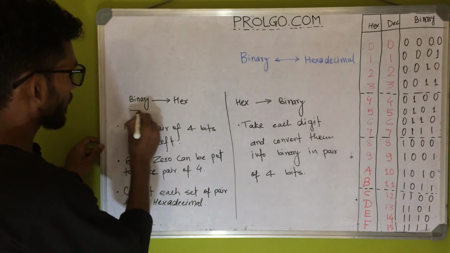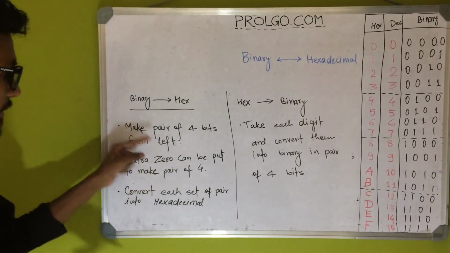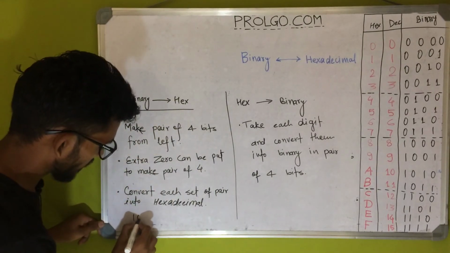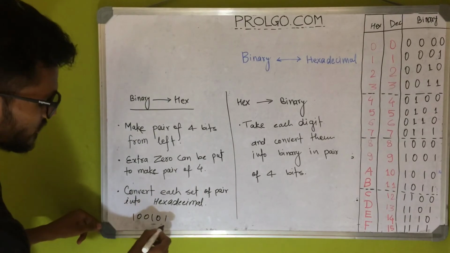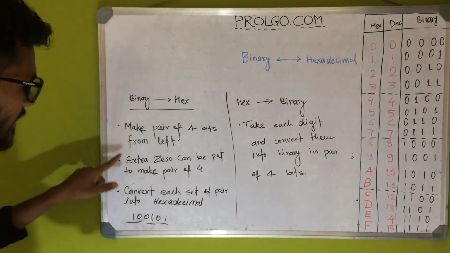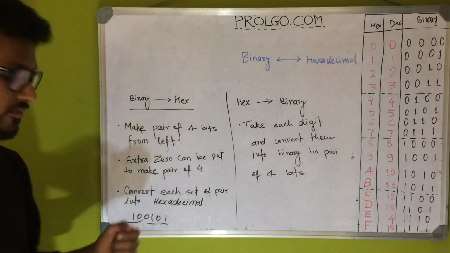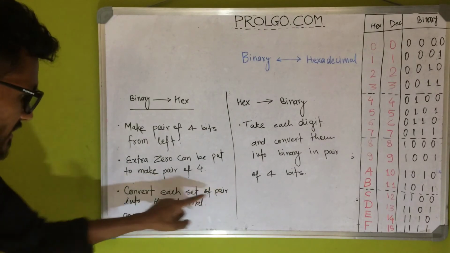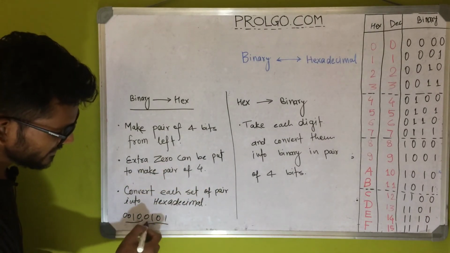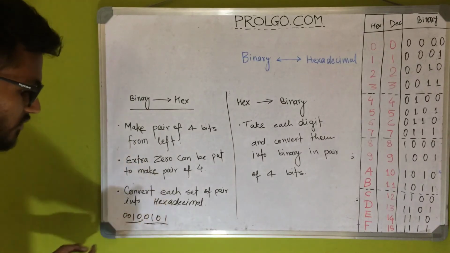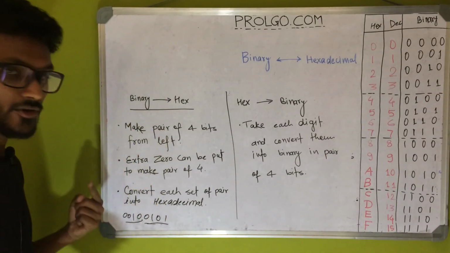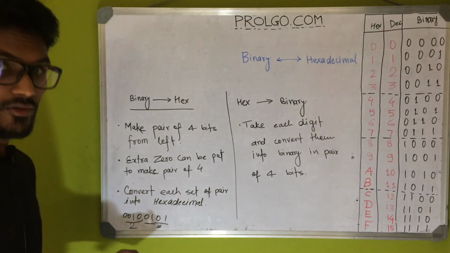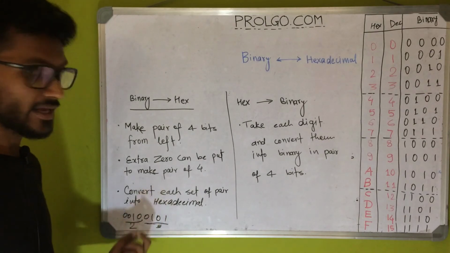So to convert from binary to hexadecimal, you have to make pairs of 4 bits from the right. Okay, so just take one example. Make pairs of 4 bits, and extra 0s can be put to make a set of 4. You can put extra 0s, however it is not required. Now convert each set into hexadecimal. First you have to convert each set into decimal. The decimal equivalent is 5 and the decimal equivalent for this one is 2. Now you can write the hexadecimal equivalent of this number, and that's the result.